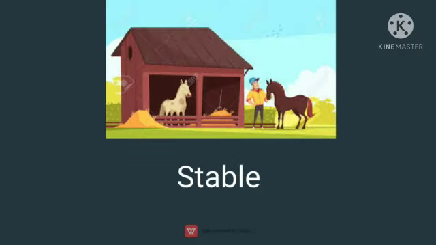This is a stable. In the picture, what is there? It is called a stable. It is the shelter of the horse. A horse lives in a stable. This is the shelter of the horse. So students, up to now, what have we learned? We have learned the shelters of domestic animals.